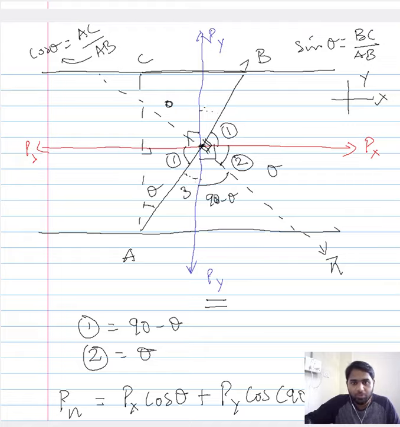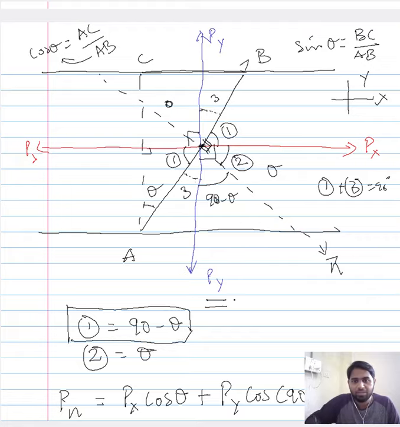This angle is equal to that angle because it is also formed by the region of our interest and the y-axis. Now the sum of angles 1 and 3 should be 90 degrees because x and y are mutually perpendicular. We know that angle 1 is equal to 90 minus theta, and therefore angle 3 should be equal to theta.